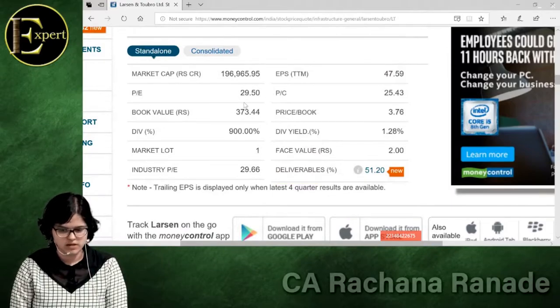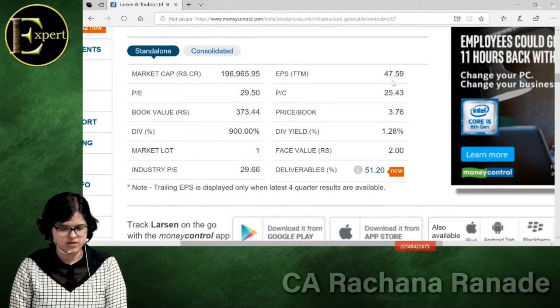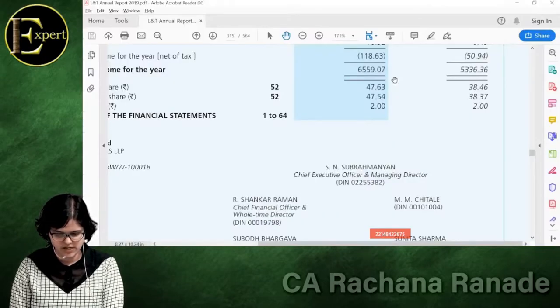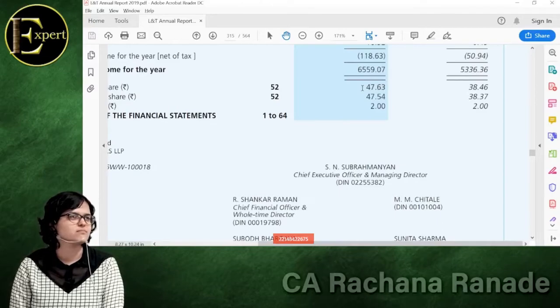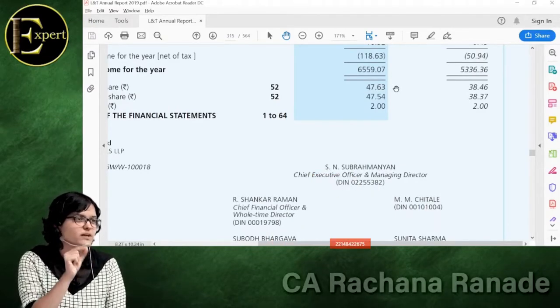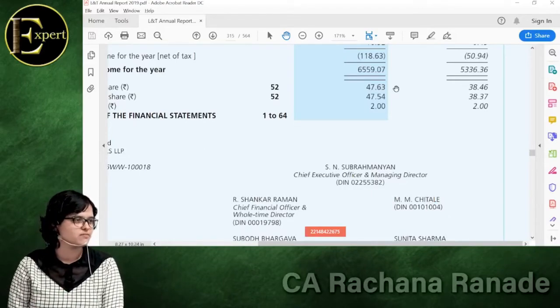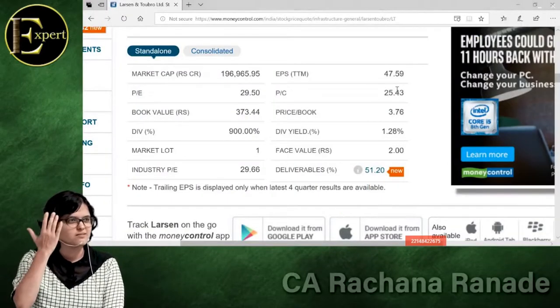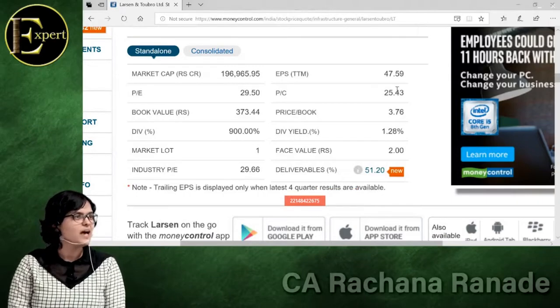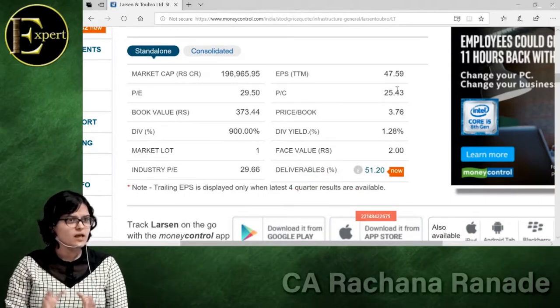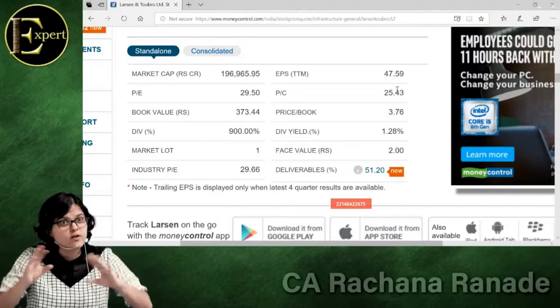And here you can see EPS is 47.59 trailing 12 months. I told you that there is a slight difference. I don't know why there's a difference, but I told you in the beginning also that you will find a point-something difference. But I feel it's okay. Instead of all that effort, I'm getting all these, and I'm using that as a filter. If I get to know the companies, then I'll download the annual reports also.